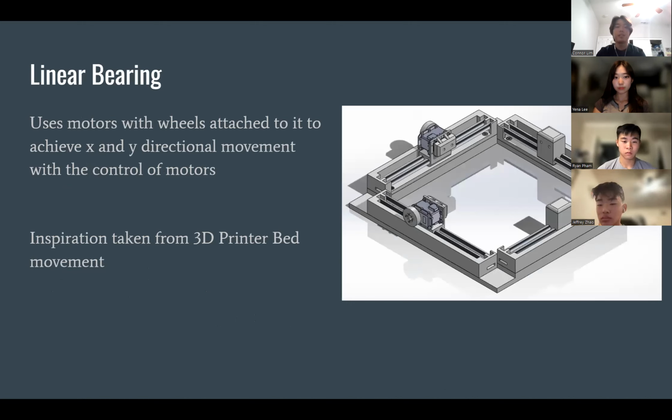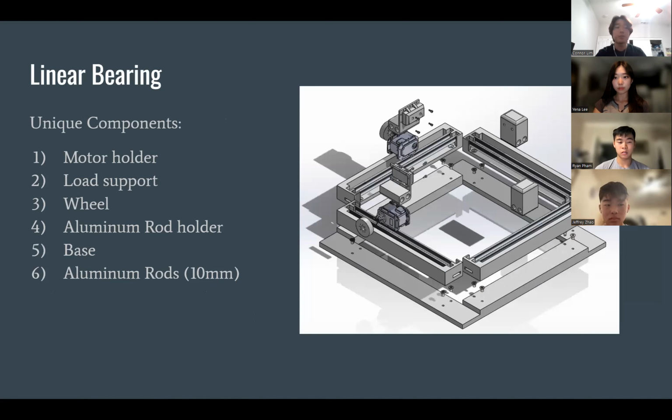Next, we have the linear bearing. Again, this was based off the 3D printer bed design, and it achieves X and Y directional movement with the control of motors. So this one has six unique components, that being the motor holders. Those are going to be the L-shaped things on top of the motor in the assembly. We also have the load support, which are on the opposite side of the motor. That just keeps the aluminum rods at a set level.